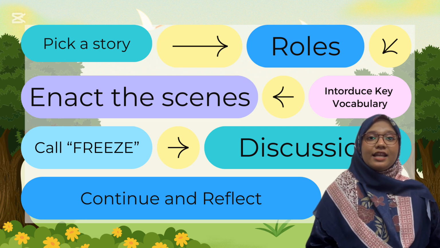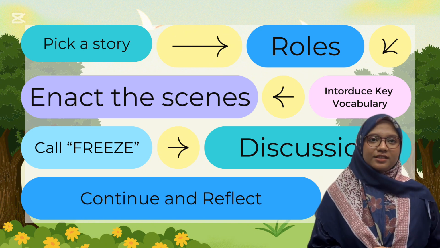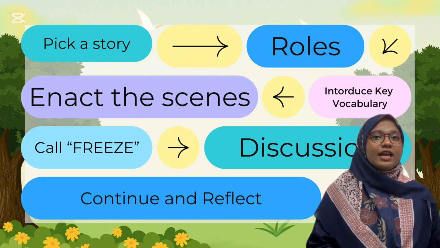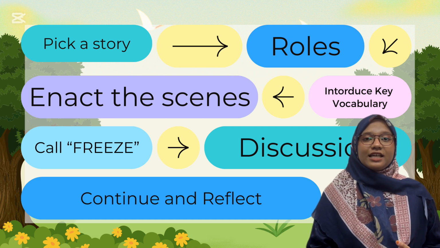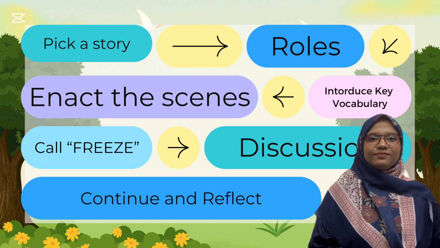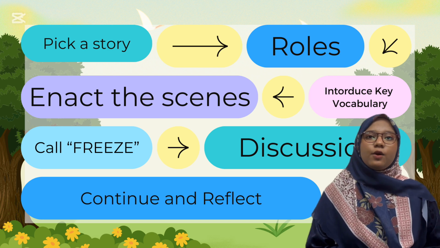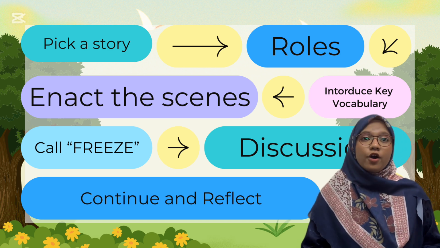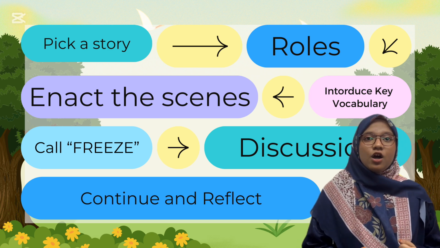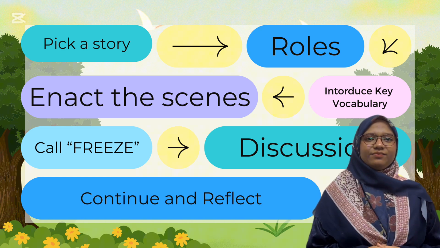Next, enact the scene. Students act out the scene or scenario in pairs or small groups. Encourage them to use the target language in their interaction, such as in our class, which is English. The fifth one is called freeze. At a critical point in the story, like when a character makes a decision or experiences a strong emotion, call out freeze and have the students hold their current position.